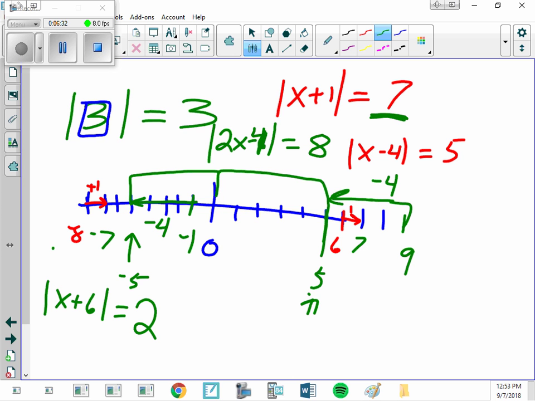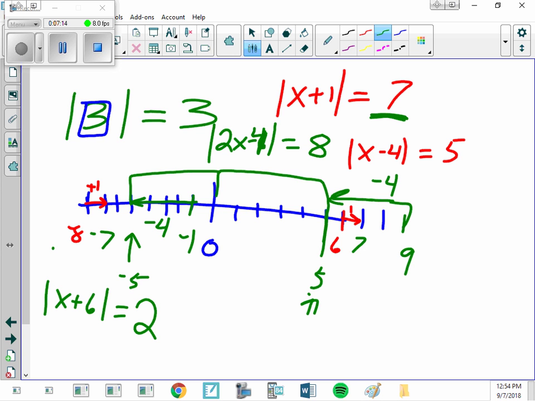Okay. Negative 6. So 2 doesn't work. So negative 6? Negative 6 times 2 is negative 12. Negative 12 minus 4 is negative 16. So that didn't work. Negative 2 times 2 is negative 4, minus 4 is negative 8, and the absolute value of negative 8 is 8. Good. So in this case, it's 6 and negative 2.